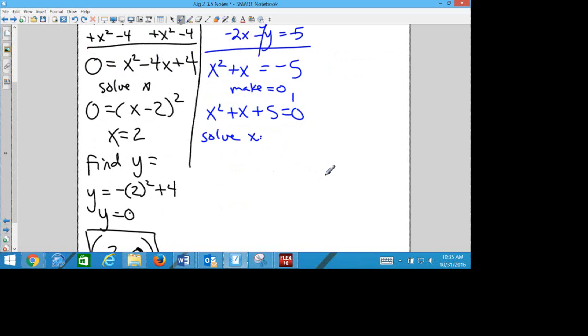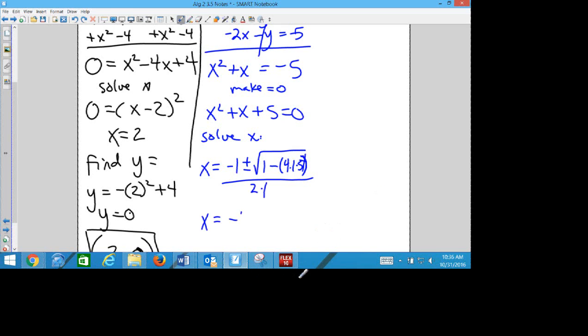I'm not going to solve that one for x. Does it factor quickly? No. So quadratic formula, yeah. We'll do, oops. Opposite b is negative 1 plus or minus square root 1 squared minus 4 times 1 times 5 all over 2 times 1. Okay. No real solution.